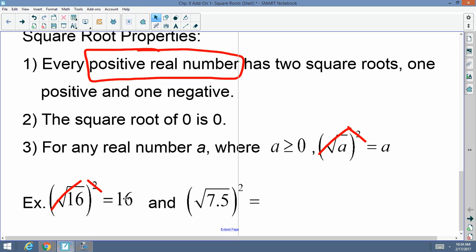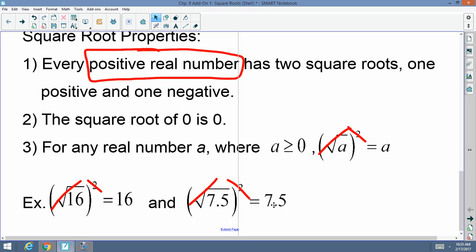If I have the square root of 7.5 and I'm squaring that, that cancels with the power, and my answer is going to be 7.5. So when you have a square root, or any radical for that matter, and you raise it to the same power as the index, the radicals cancel. Does that make sense, gentlemen? Any questions so far before we move on? We've got plenty of time.